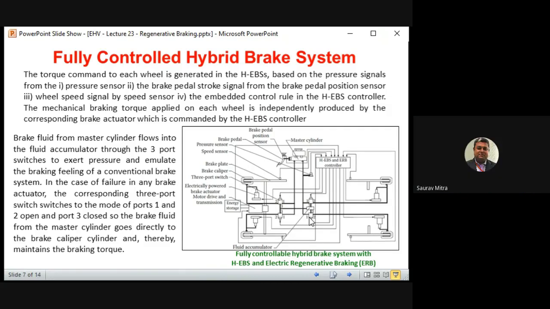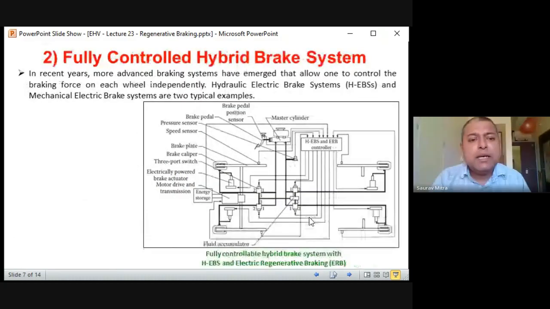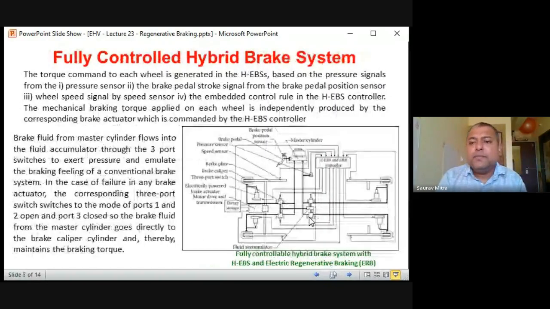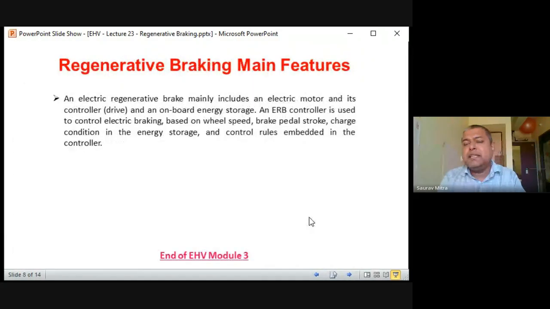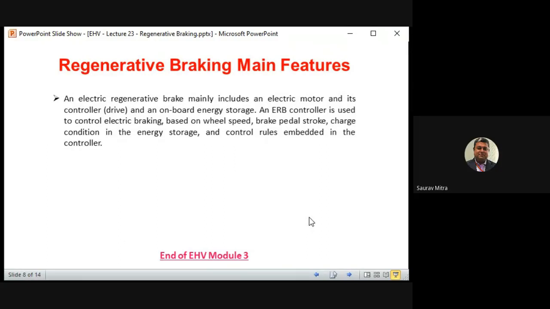So these are the two braking systems. First one was the parallel hybrid brake system. Second is the HEBS, or fully controlled hybrid brake system. So together, these are the main brake systems which you find in the case of EV, HEV or FCV, that is, a fuel cell vehicle as well. So in regenerative braking, the main features.